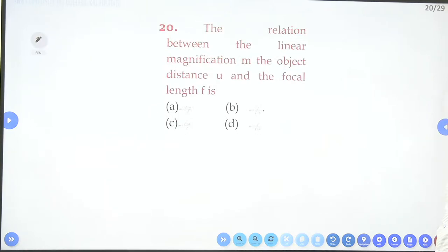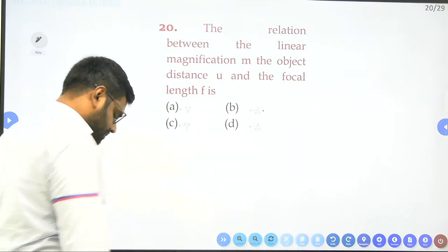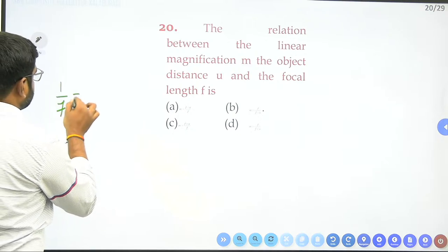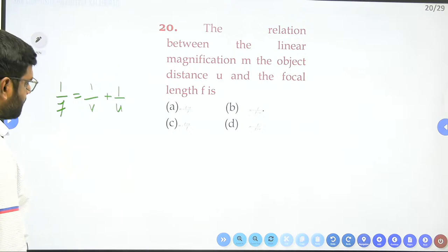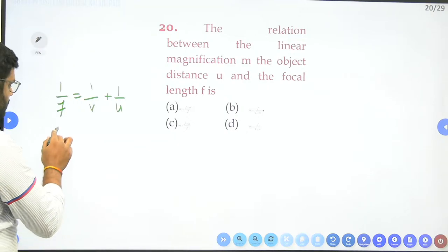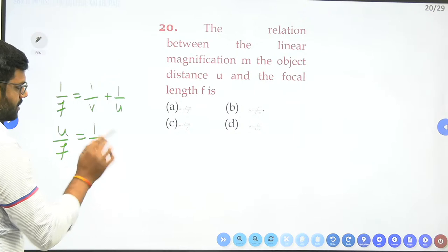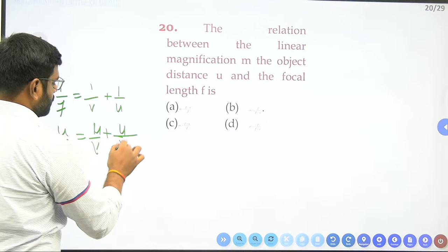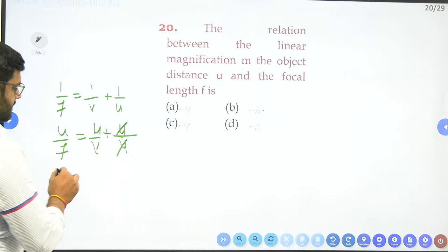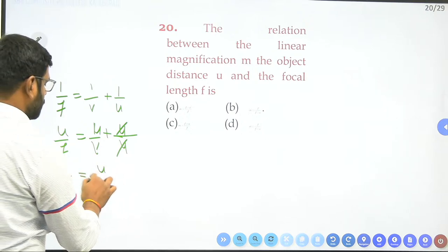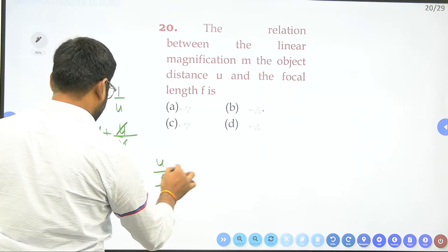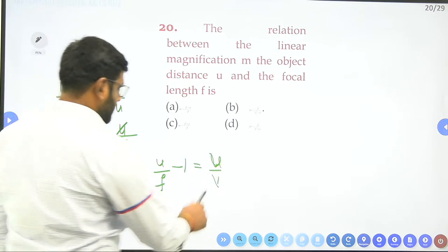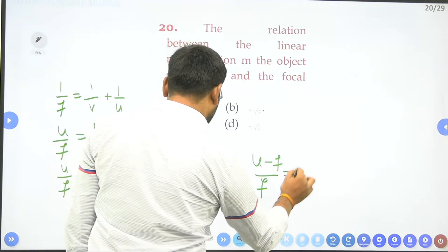The relationship between the linear magnification m, object distance u and the focal length f is? So let us take the focal length formula, 1 by f is equal to 1 by v plus 1 by u. If I multiply this with u on both sides, u by f is equal to u by v plus 1 by u times u, so u by u gets cancelled. Are you getting it? So now u by f is equal to u by v plus 1. Then if I take this side, we get u by f minus 1 equal to u by v. So u minus f divided by f equals u divided by v.